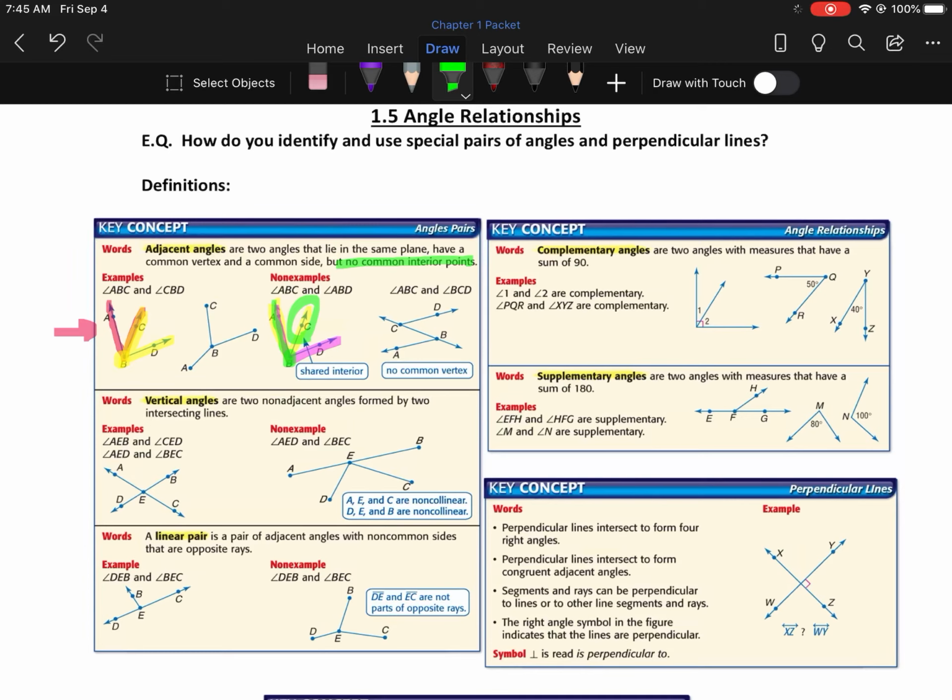Think of your yard and your neighbor's yard. They're adjacent, but they don't overlap. They're just sort of side by side.